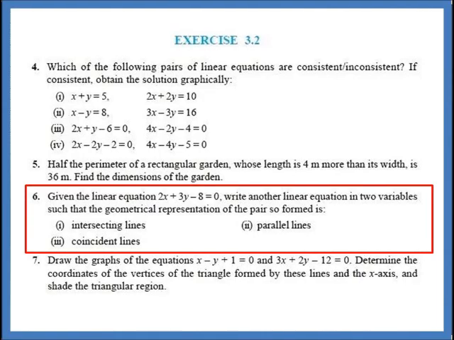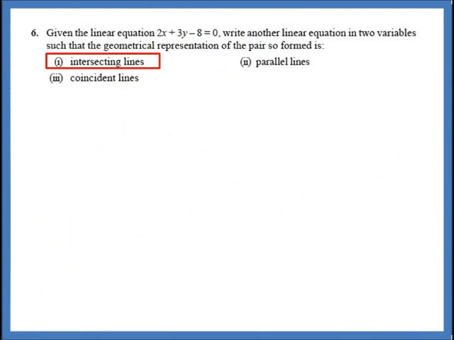This is exercise 3.2 and the red outlined question is question number 6. In this question, the given linear equation is 2x plus 3y minus 8 is equal to 0. And we have to write another linear equation in two variables such that the geometrical representation of the pair so formed is, in the first part, intersecting lines, in the second part, parallel lines, and in the third part, coincident lines.